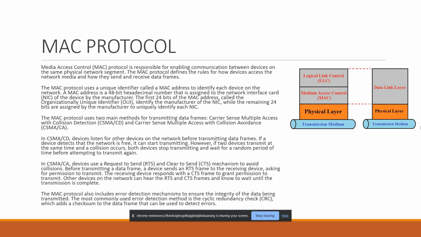the manufacturer. The first 24 bits of the MAC address, called the Organizationally Unique Identifier or the OUI, identify the manufacturer of the NIC, while the remaining 24 bits are assigned by the manufacturer to uniquely identify each NIC. The MAC protocol uses two main methods for transmitting data frames, which are carrier sense multiple access with collision detection or the CSMA/CD, and carrier sense multiple access with collision avoidance, which is CSMA/CA.